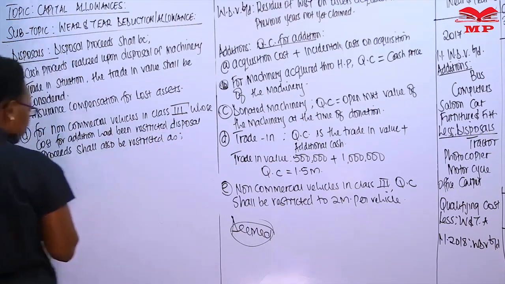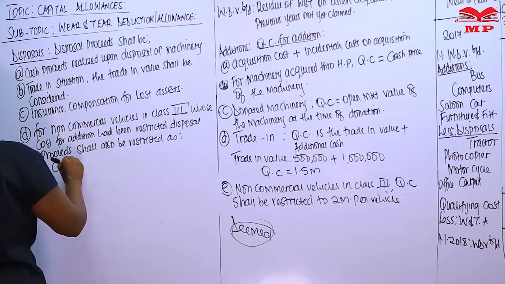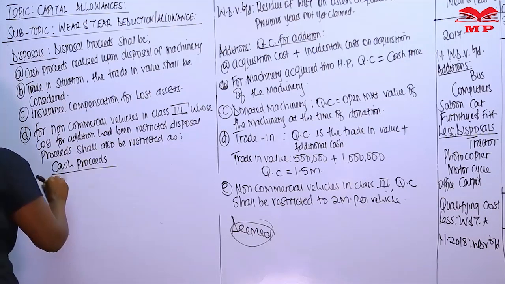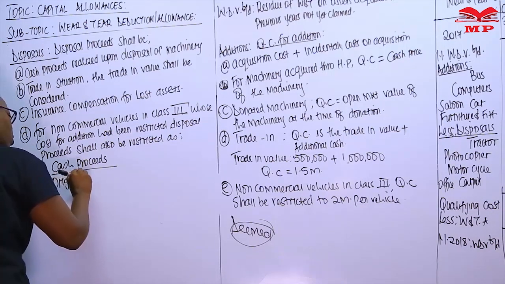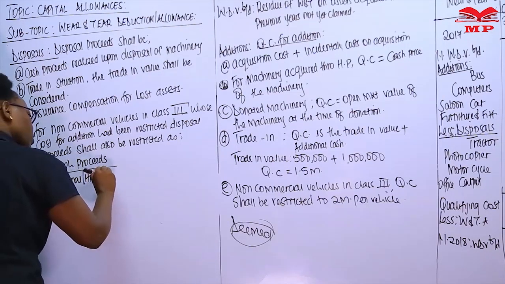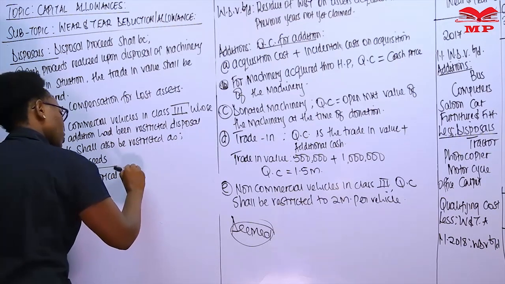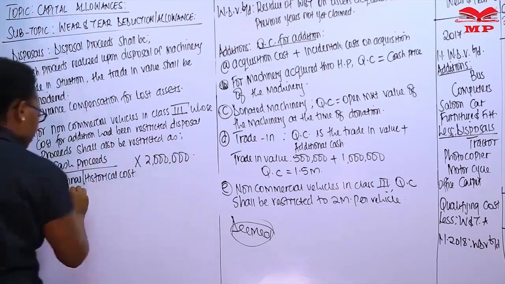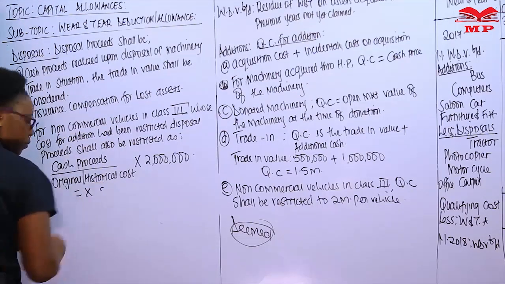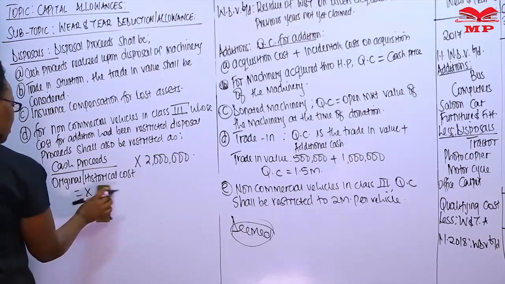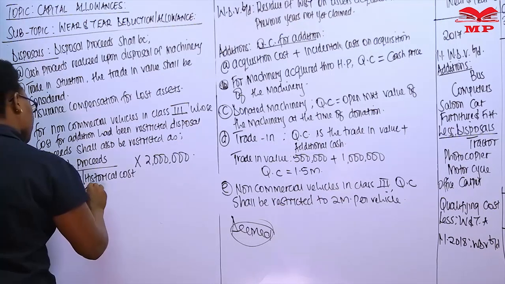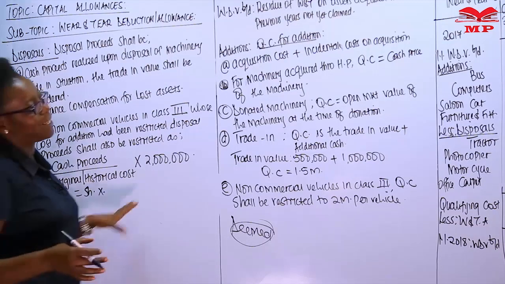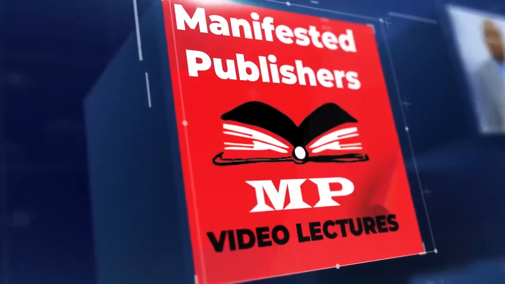So take cash proceeds, divide by the original or historical cost of the machinery, times the restriction factor, which is 2 million. So you get X amount. That is what shall be deducted for disposal. So that is it.